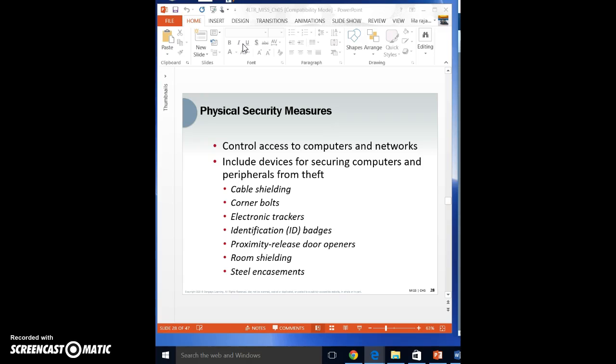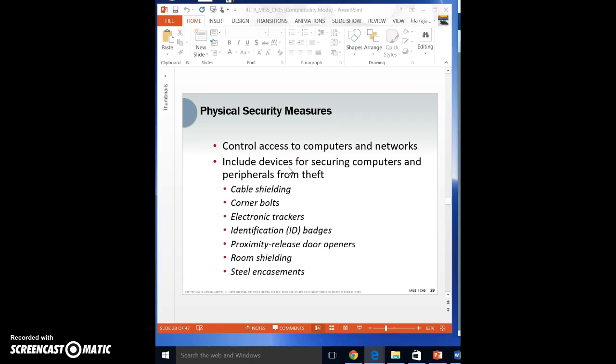There is another one called corner bolts, which is an inexpensive way to secure a computer to a desktop or counter. They often have locks, and you can use that for additional protection against theft. Electronic trackers are devices secured to a computer at the power outlet. If the power cord is disconnected, the transmitter sends a message to an alarm that goes off. And then the identification badge, which can also be checked against a list of authorized personnel.